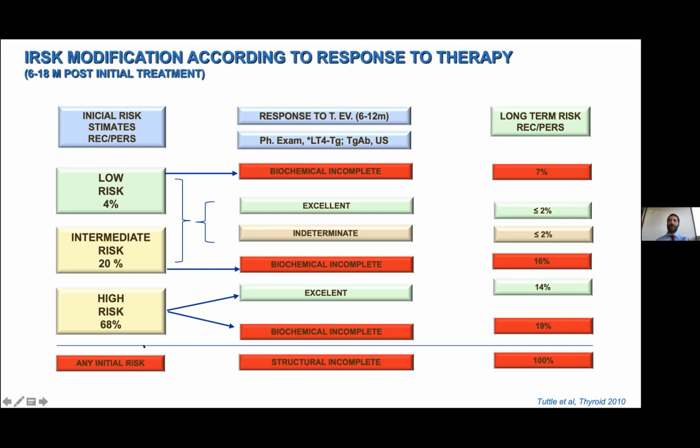Regardless of the initial risk of recurrence, if we have a structural incomplete response, of course the patient is at that time with structural disease, so they have 100% risk of long-term recurrence.